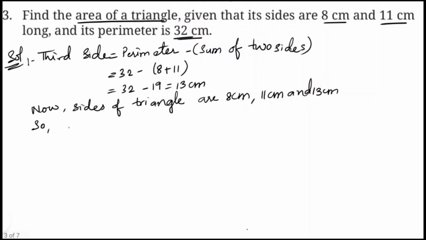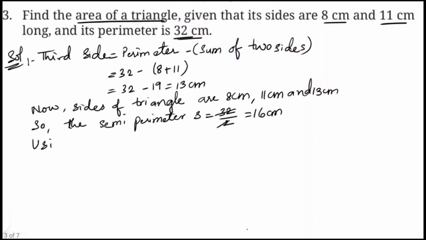So the semi perimeter S is equal to, we already know the perimeter, that is 32. So semi means half. So 2 ones are 2, 2 16s are 16 centimeter. Now we will use Heron's formula.